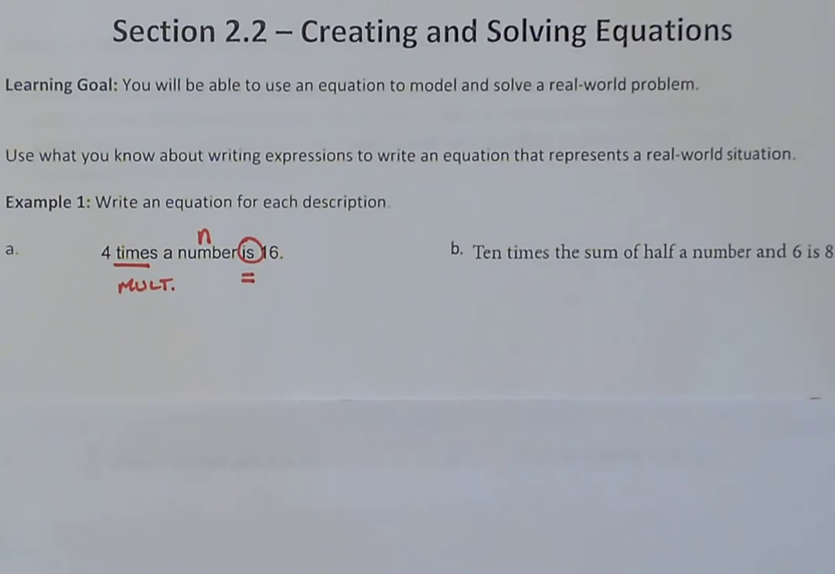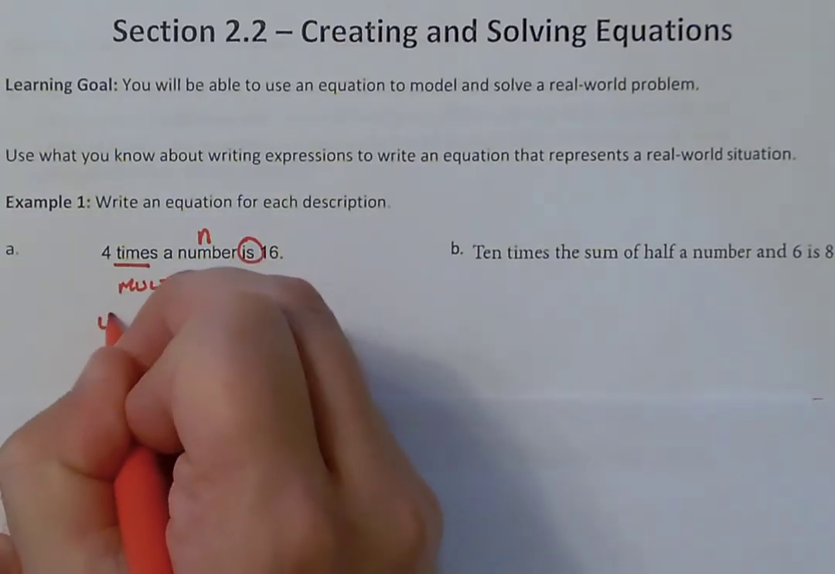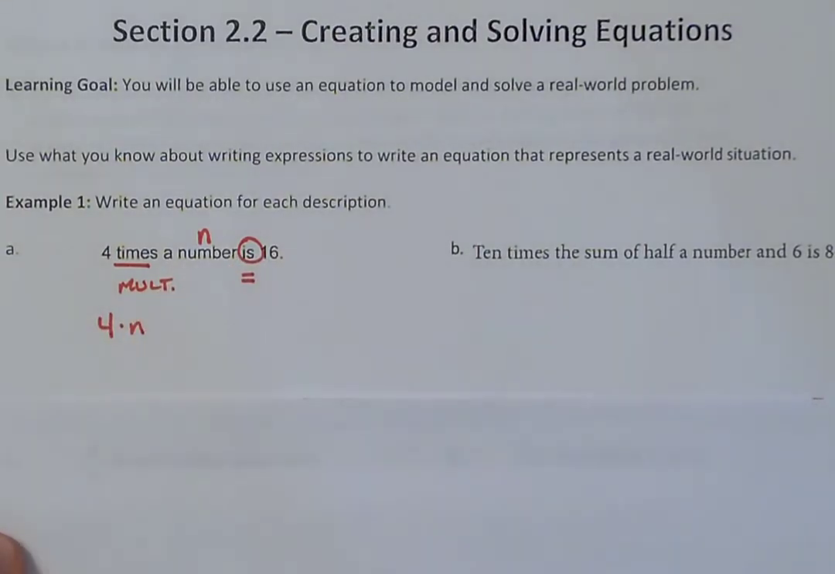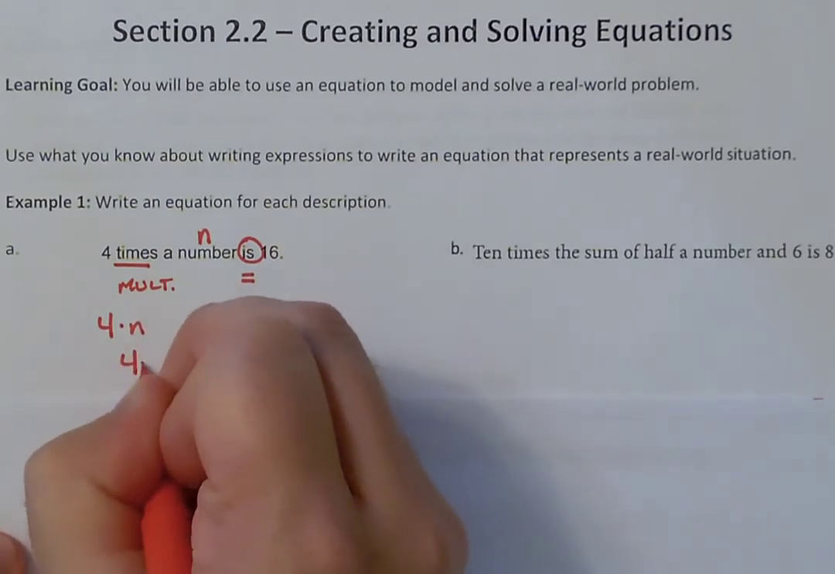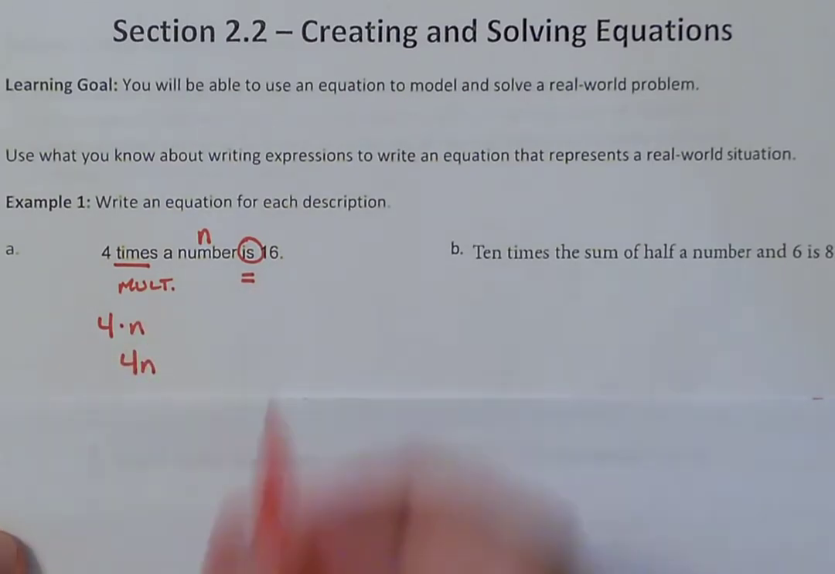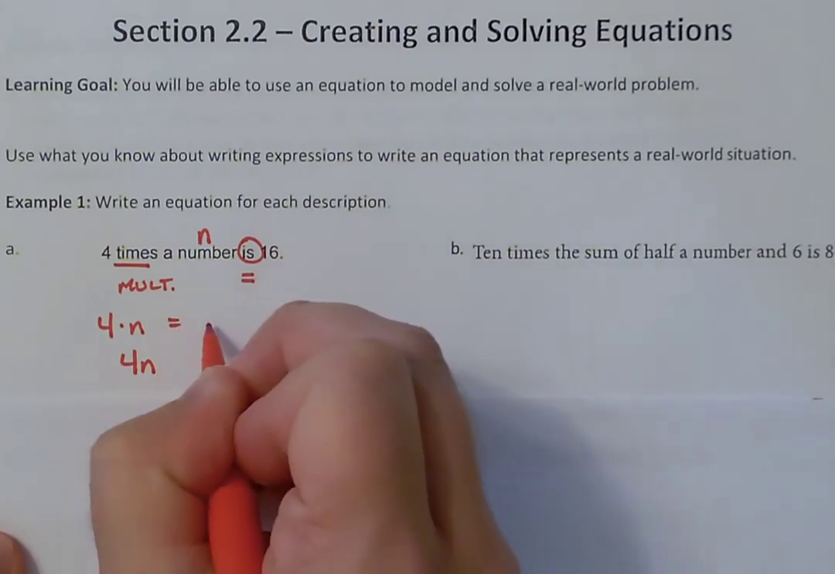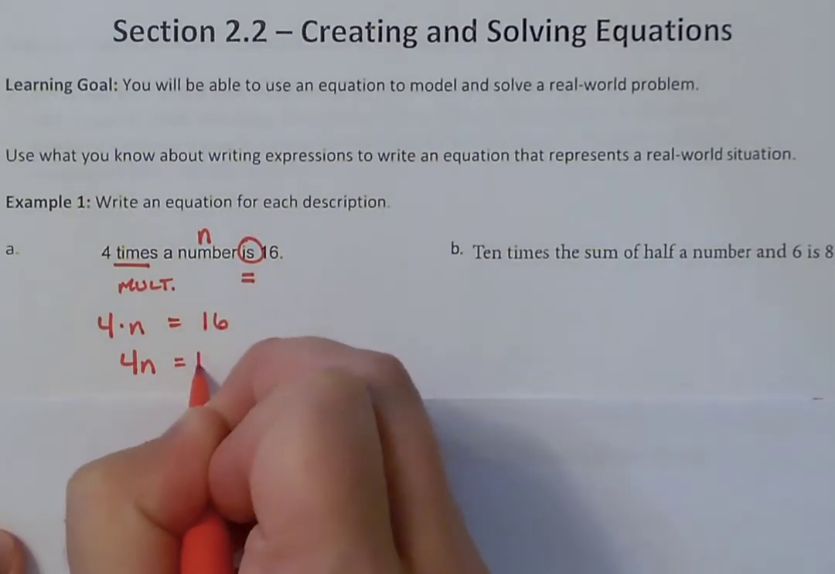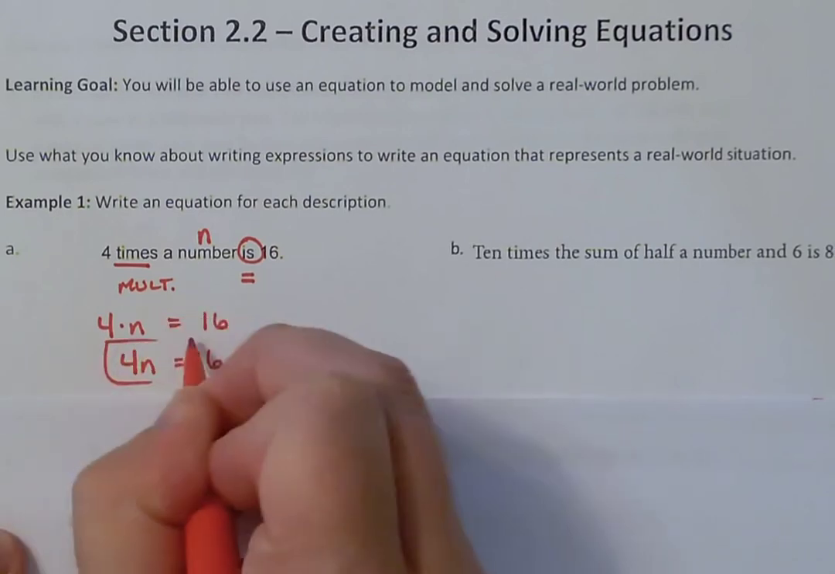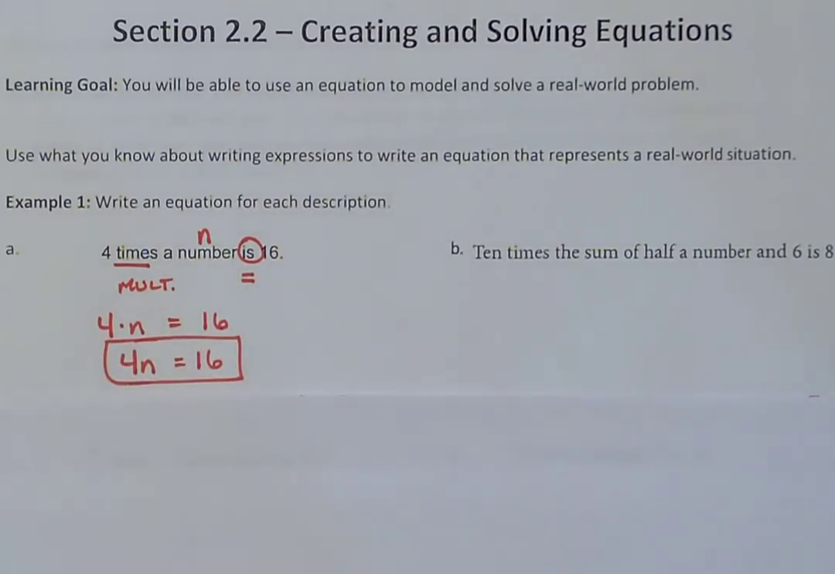So we have 4 times a number is 16. So 4 times a number means multiplication. And when we've gone through and talked about multiplication with a variable, we can just write that as 4n. Now the phrase is represents equals 16. So then our answer for the equation is going to be 4n equals 16. Alright, so that is how you do A.